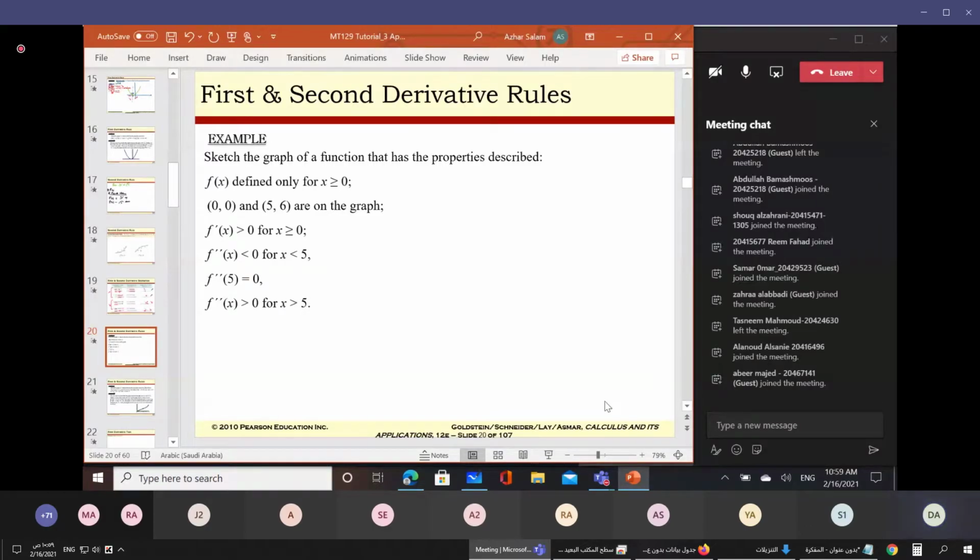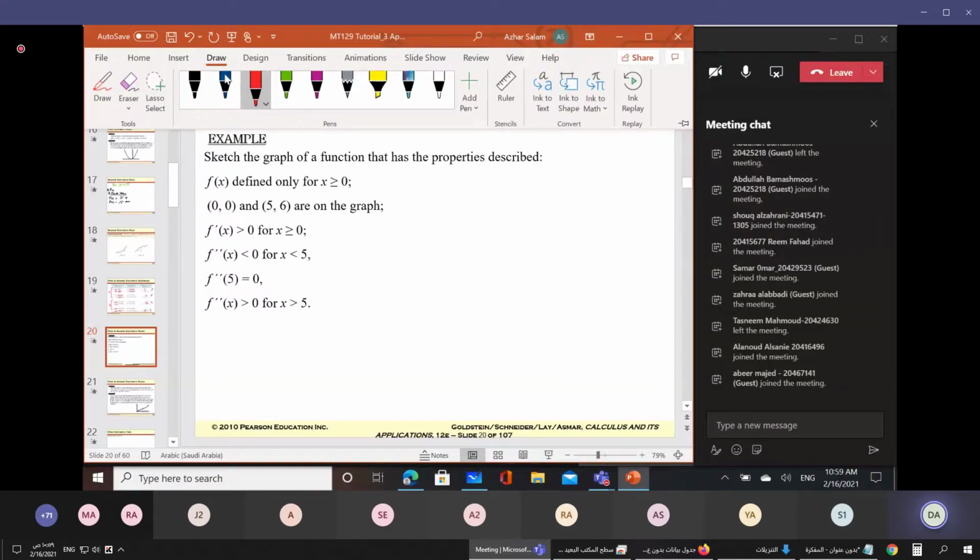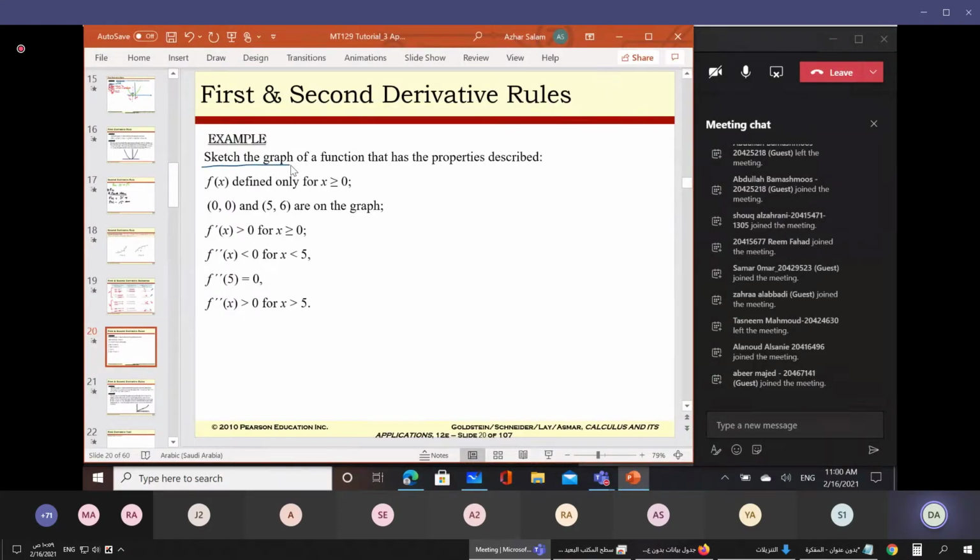Okay, this is also an example similar to the previous one, but here I have properties about the second derivative. Sketch the graph of this function f that has these properties in the description.